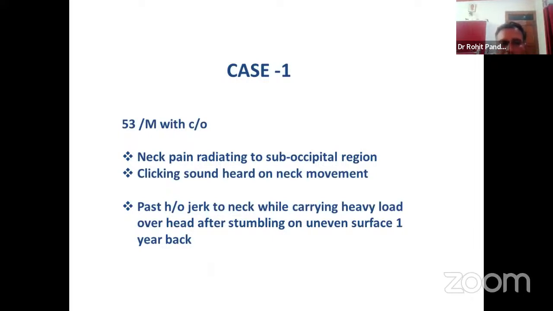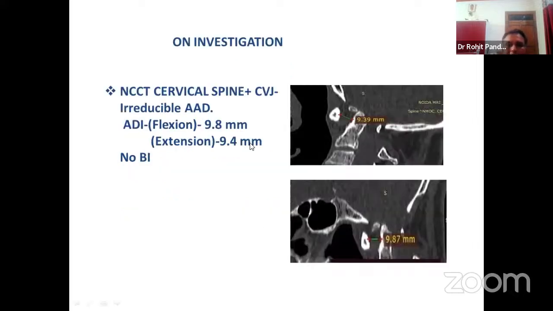My first case was a 53-year-old male who presented with neck pain relating to the suboccipital region, and he noticed some clicking sounds on neck movement. He had a history of a jerk to the neck while carrying a heavy load overhead, and after stumbling on an uneven surface. Neurologically, he was luckily intact, but he had a significant atlantoaxial dislocation.